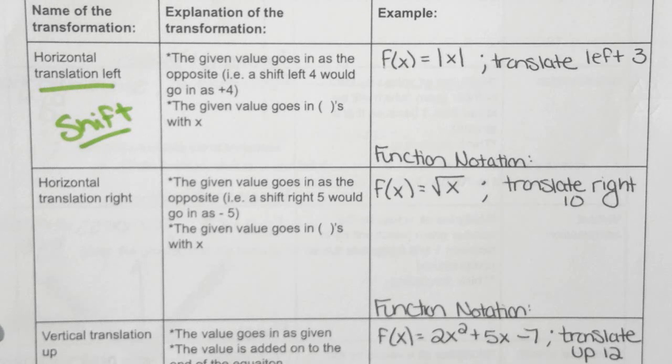So if I move to the left, typically that direction is what? Negative. Your graph compensates for it though. So you actually put in the opposite of what you would think. So if you were going to shift left 4, it's actually going to go in as +4. Also, because it's something that's impacting you horizontally, it's going to go right in with x.